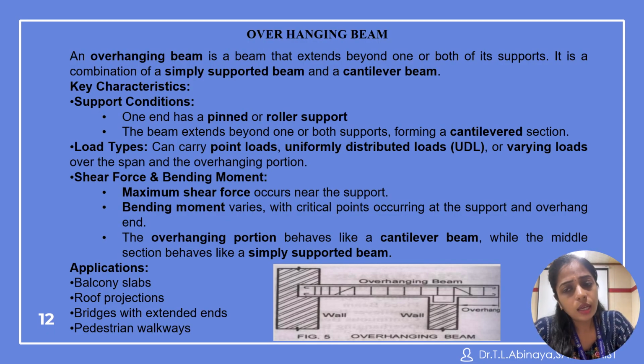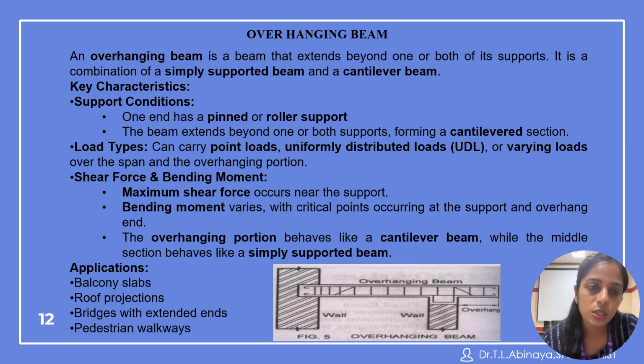Overhanging beam. The overhanging beam is also quite interesting. A cantilever beam can be without any support in between. But if you want to extend more than 3 meters, or more than 10 meters, you need a support in between. That is known as the overhanging beam. An overhanging beam is a beam that extends beyond one or both supports. It is a combination of the simply supported beam and the cantilever beam.